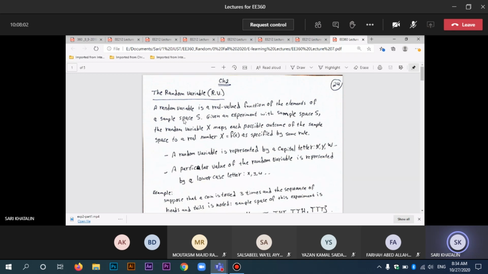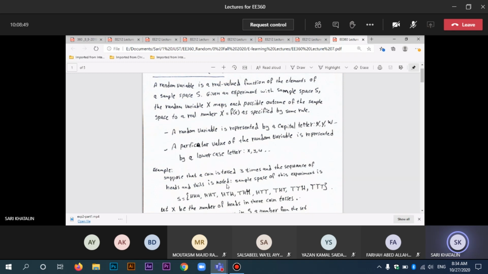Just as a definition here, a random variable is a real-valued function of the elements of a sample space. So what we do here is assign a number to the possible outcomes in the sample space S, or the universal set. Given an experiment with the sample space S, the experiment will have some outcomes. Each outcome, we will assign a real number to it based on a specific rule.